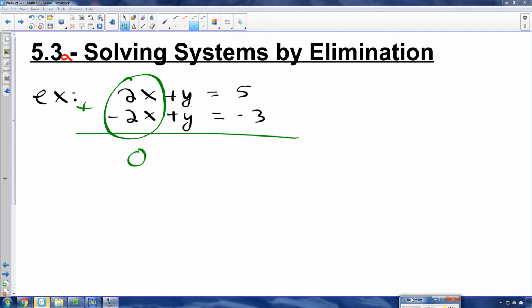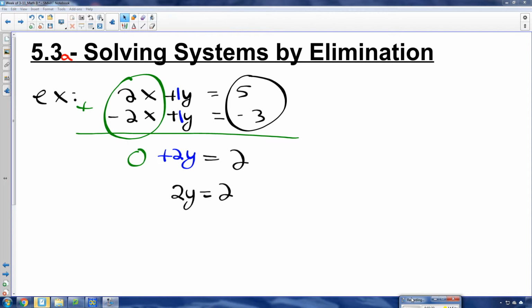Now I'm going to add the y's. Could you tell me, Hannah, what the y's are going to add to? You said that earlier. 2y. 1y plus 1y is 2y. Okay, cool. And over here, we've got 5 plus negative 3, which is 2. So this new equation really is just 2y is equal to 2. Hopefully that makes sense. If you need to, pause the video, take a second to understand what's happened, and soak all that in.